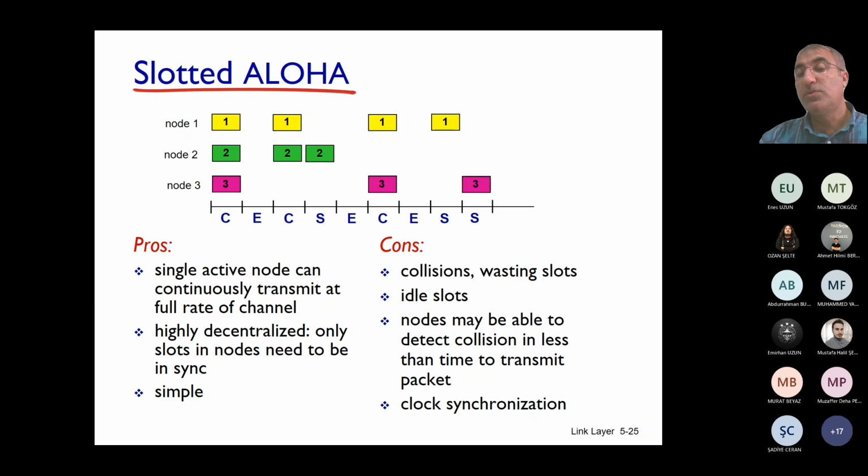And the nodes may be able to detect collision in less than time to transmit packets. And it requires clock synchronization in this case. And these are the main disadvantages of slotted Aloha.